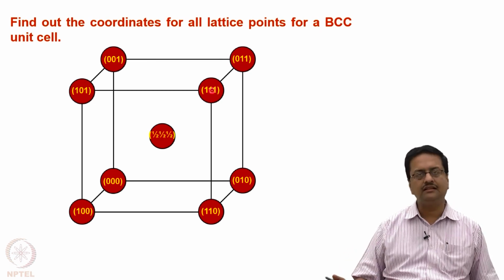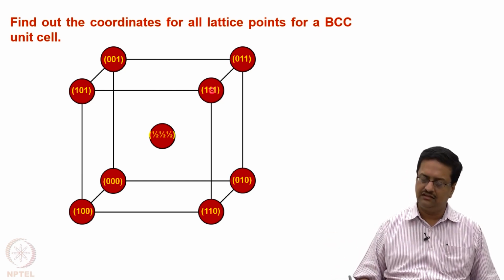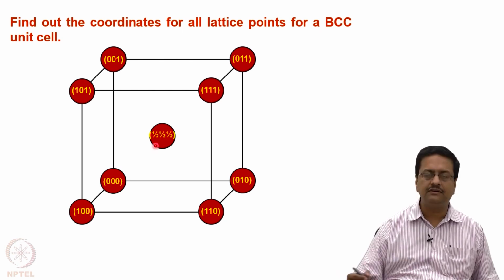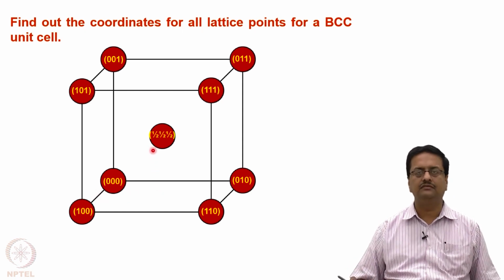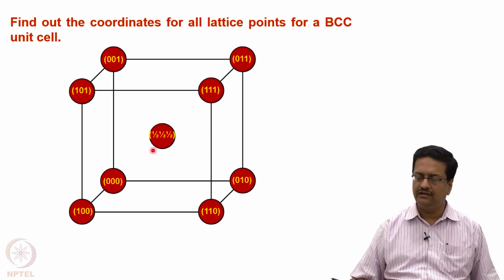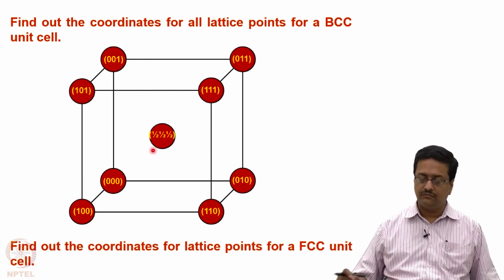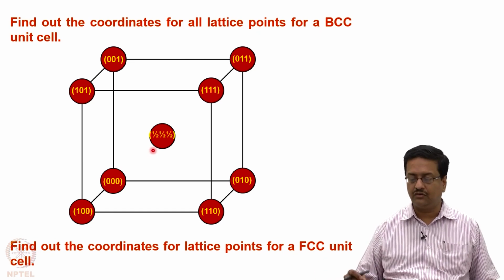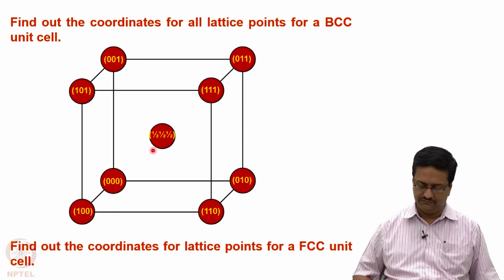The point at the center of the lattice, which is a body-centered unit cell, then is half, half, half. That means from the origin we traveled half along x, half along y, and then gone halfway along z, and reached the center of the lattice and designated it as half, half, half. So for your homework, find out the coordinates for lattice points for the FCC unit cell.